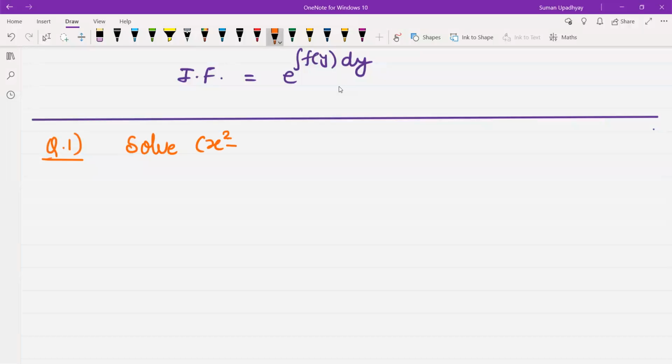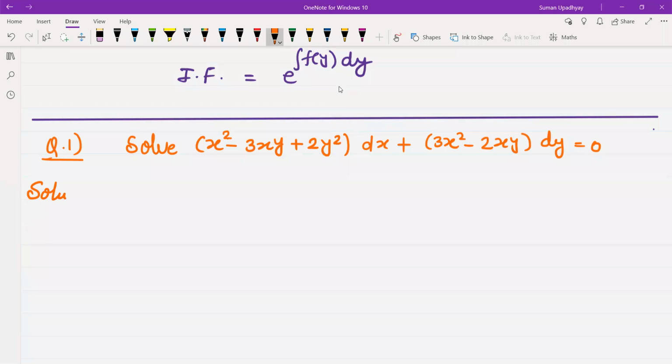Solve (x squared minus 3xy plus 2y squared) dx plus (3x squared minus 2xy) dy equals 0. So this is my given differential equation, kids. Let us first check whether the given differential equation is exact or not. So how am I going to check that? From the given differential equation, I'm going to write down M and N.